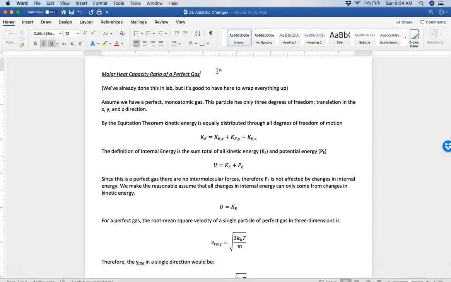What I was noticing is that a lot of people were making large assumptions, almost like not showing a lot of work. So what I would like to do is actually show you how we're going to build this up from basic definitions all the way to calculating the molar heat capacity ratio of a perfect gas. So that will be saved for the last video of this adiabatic changes section.